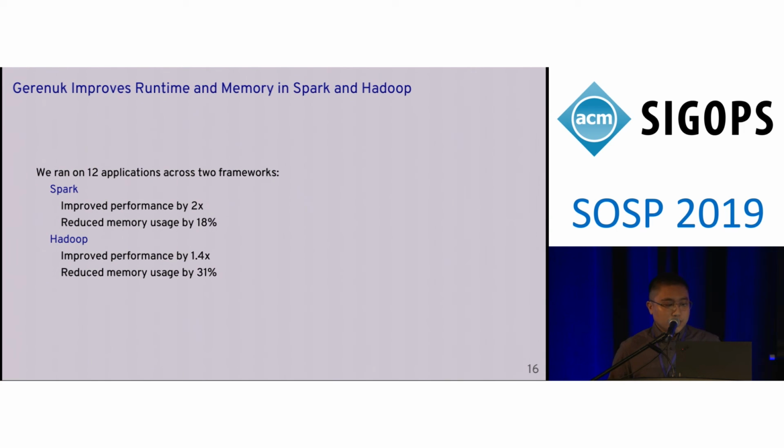We found that overall, we improved both memory and runtime in Spark and Hadoop. In Spark, we improved runtime performance by 2x and reduced memory usage by 18%. In Hadoop, we improved performance by 1.4x and reduced memory usage by 31%.